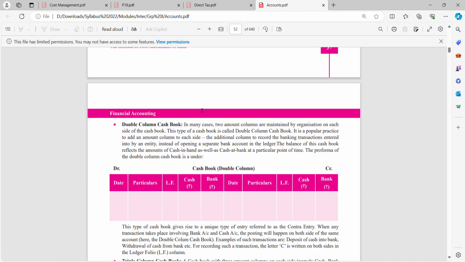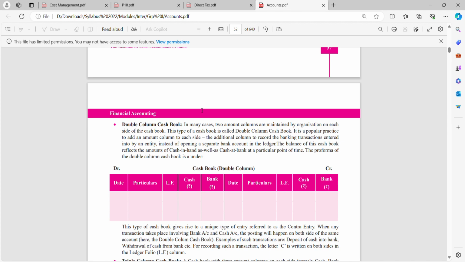Then we have double column cash book. In many cases, two amount columns are maintained by organizations on each side of the cash book. This type of cash book is called double column cash book. It is a popular practice to add an amount column to each side. The additional column records the banking transactions entered into by an entity instead of opening a separate bank account in the ledger. The balance of this cash book reflects the amount of cash in hand as well as cash at bank.